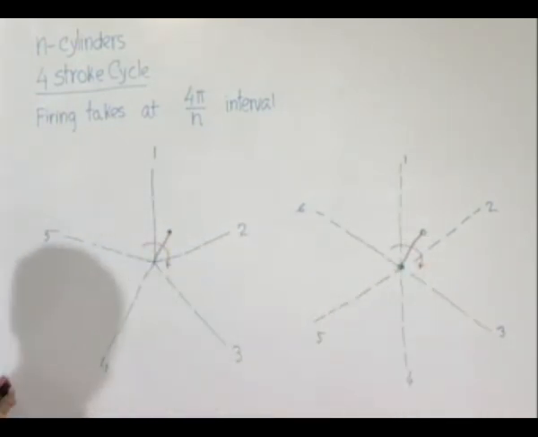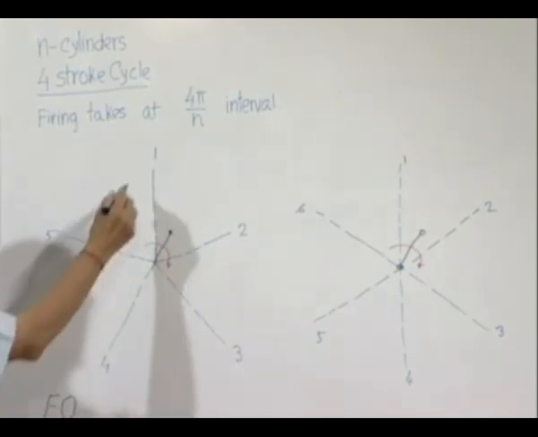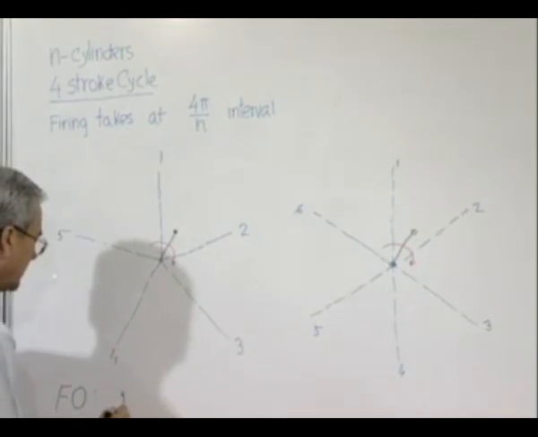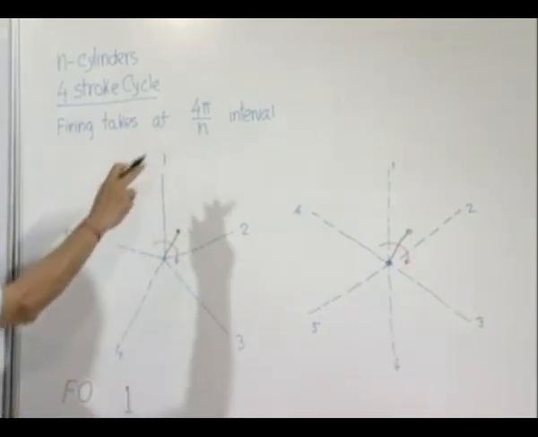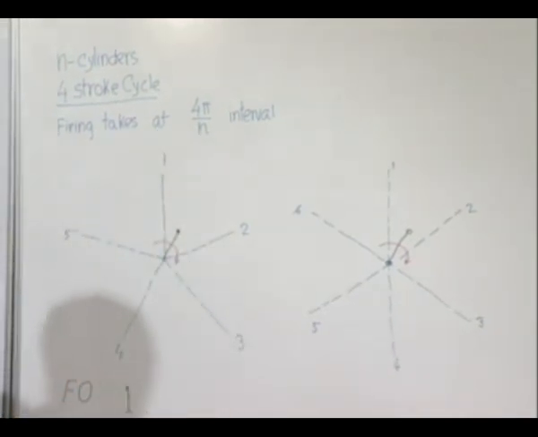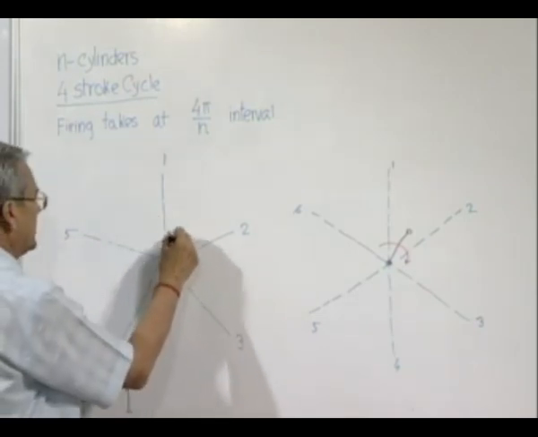So let us see the firing order. First one fires. Now what should be the angle between two consecutive firings? 4 pi by 5. So 4 pi by 5 means this one.